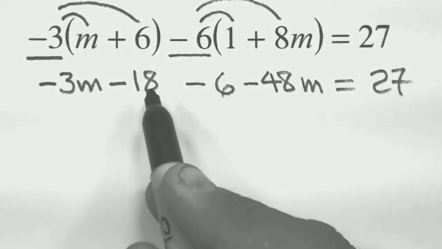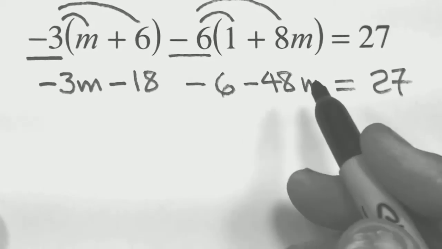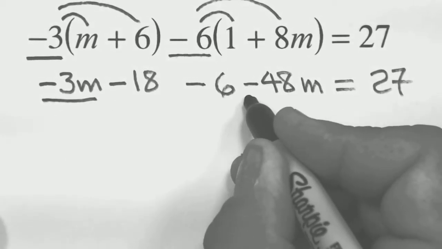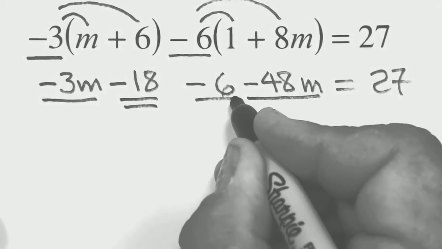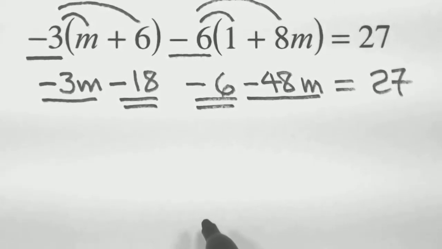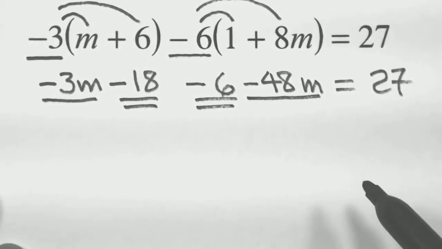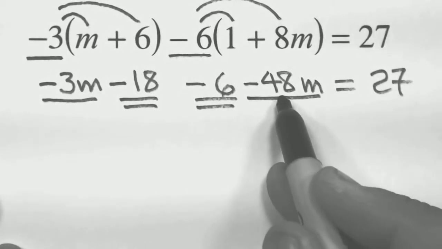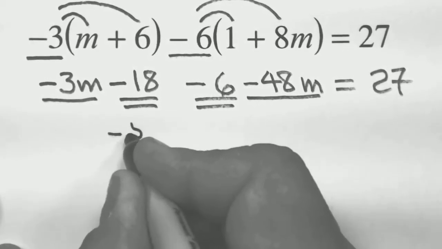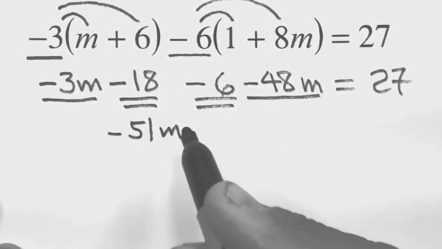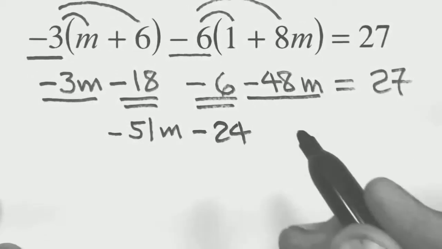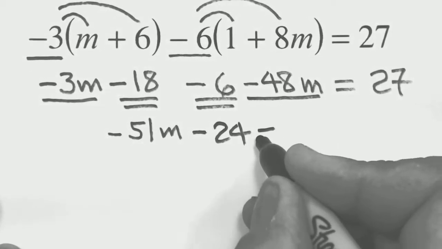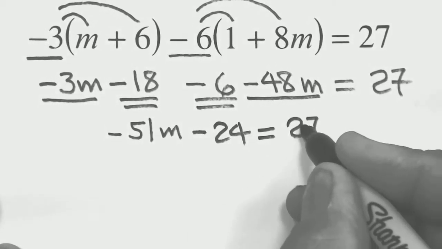Well, before we go on here, we've got some like terms to combine. So, notice both these guys have m's. We can combine them. And the other guys here, I'll put a double underline under them, are plain numbers. Well, you can't start solving until you've combined like terms. So let's do that. Negative 3m and negative 48m is going to give me a total of negative 51m. Here that is. Negative 18 and negative 6 combines to give me negative 24. Here that is. And on the right side, of course, we still have the 27.